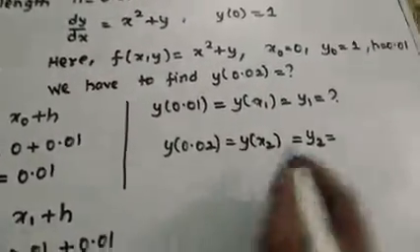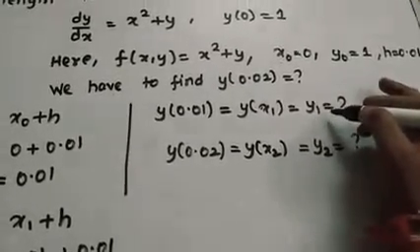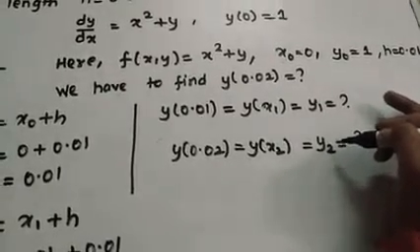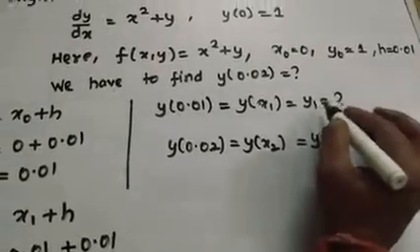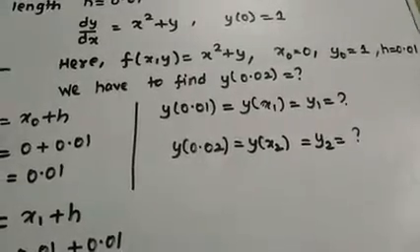That means the required question is to find y2. But without finding y1, we cannot go directly to y2. So first of all, by using the Euler modified method formula, we have to find y1. Then using that y1 value, we have to find our y2. Clear what we have to do?